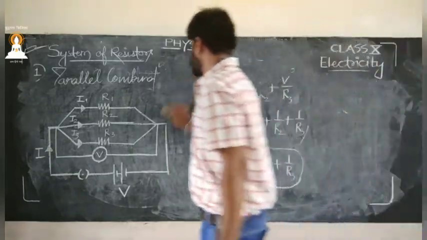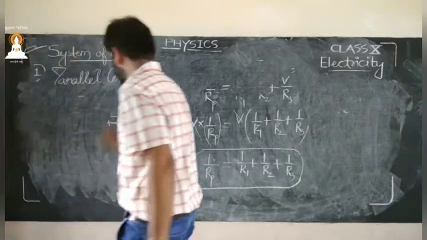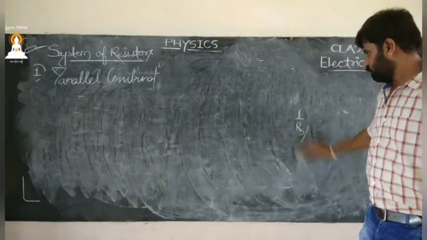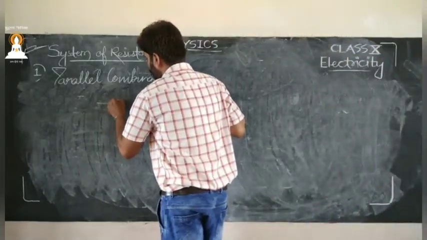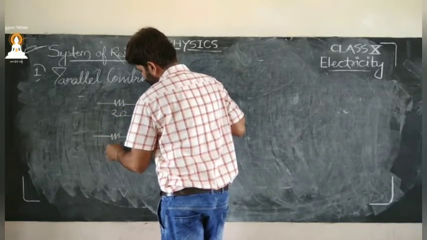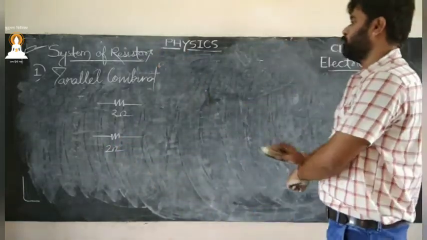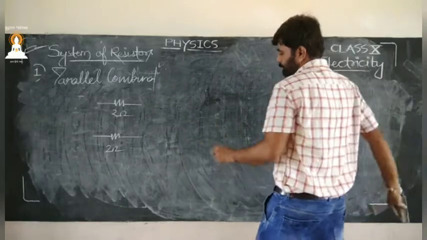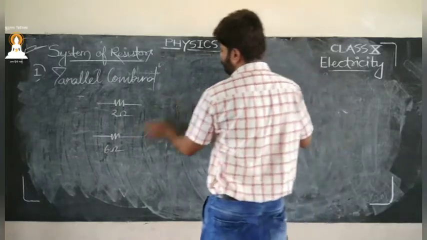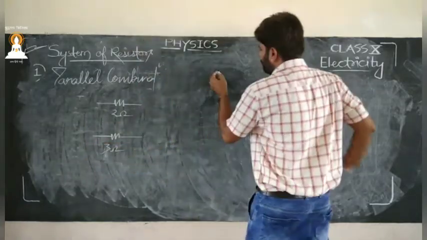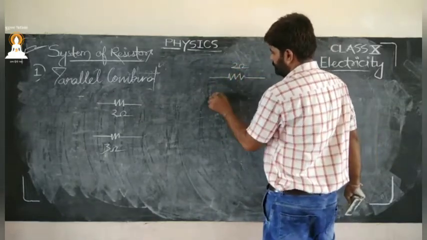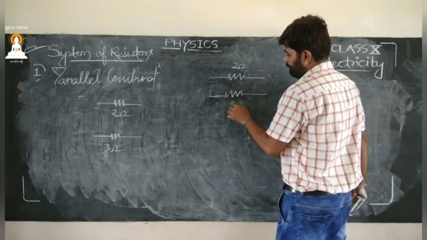Let us take a simple example of this. Suppose we are having 2 resistances, one of 2 ohm and another one of 3 ohm. Now if we want to connect them in parallel, let us do it. This is 2 ohm, this is 3 ohm, and then we are connecting them.